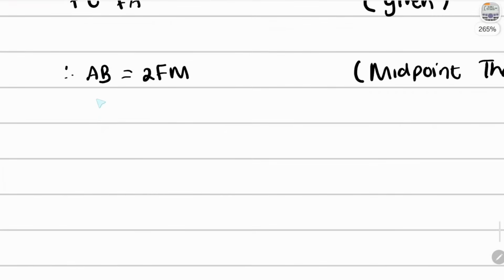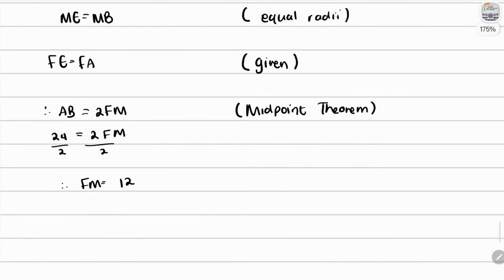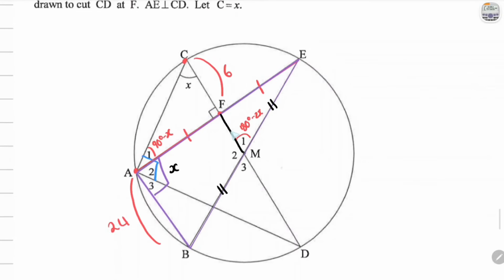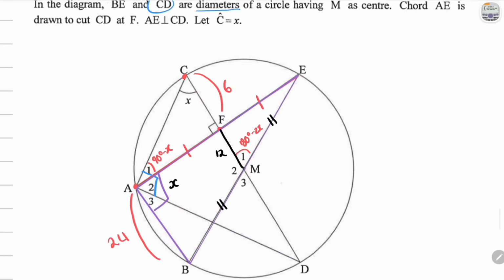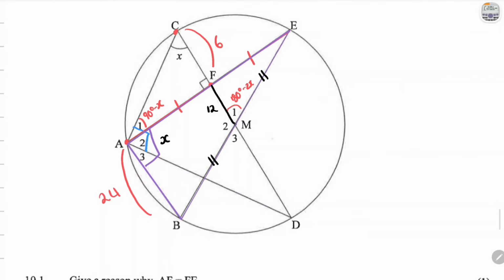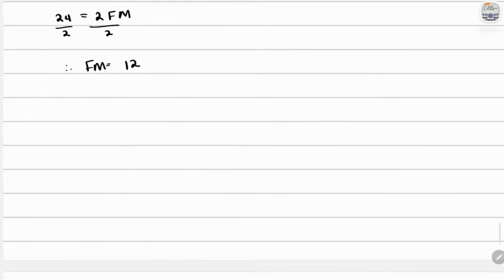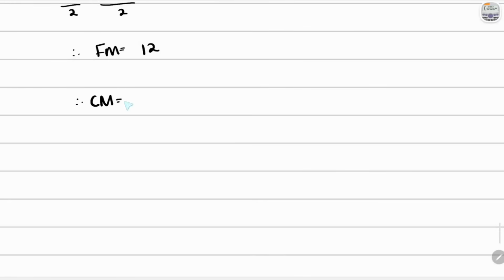And we already know what AB is. It's 24 units. So 24 is equal to 2 FM. And if you divide both sides by 2, this means that FM is therefore equal to 12 units. And there we go. If we have FM now, we can actually find this. So if this is 12 units, as you can see, the diagrams are not drawn to scale. If that is 12 units, then it means that the radius from M to C, that radius now is 18 units, and then all the other radii will also be 18 units. So we can conclude that CM is equal to 18 units.